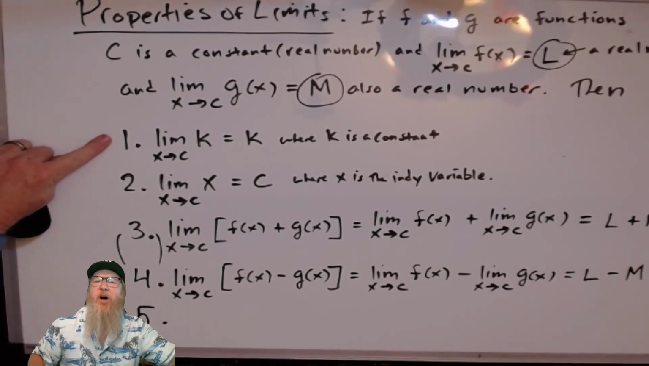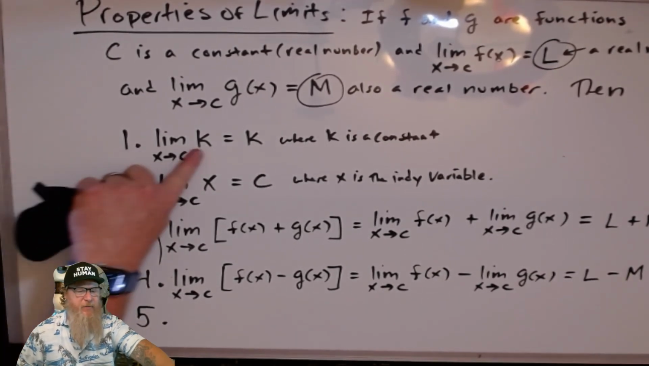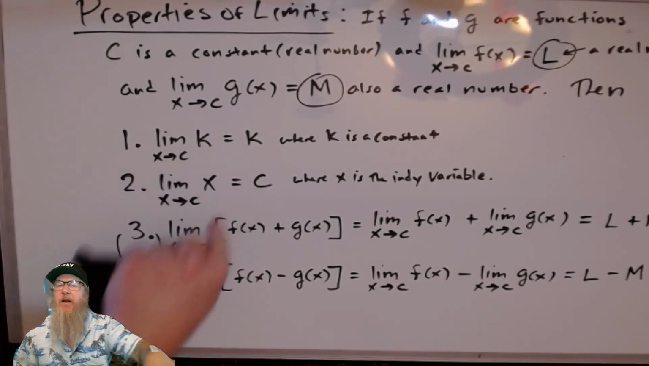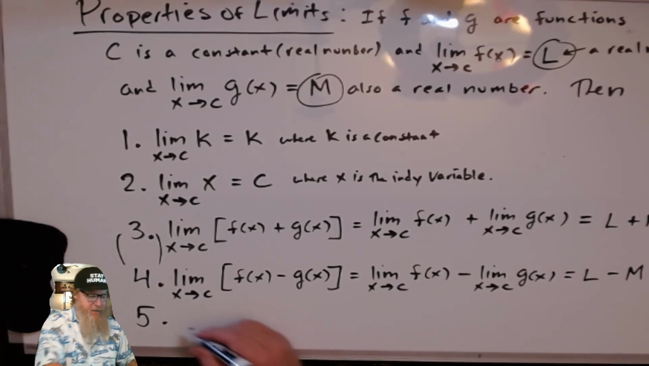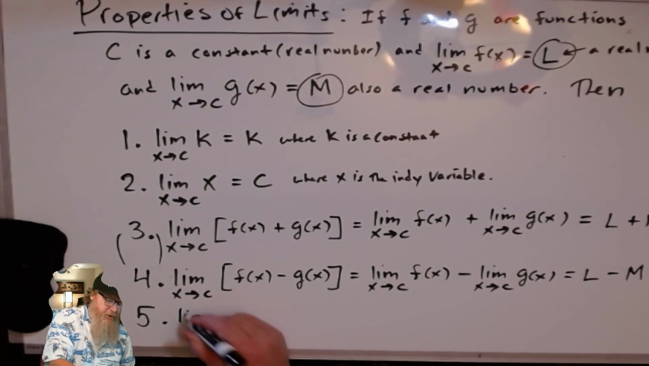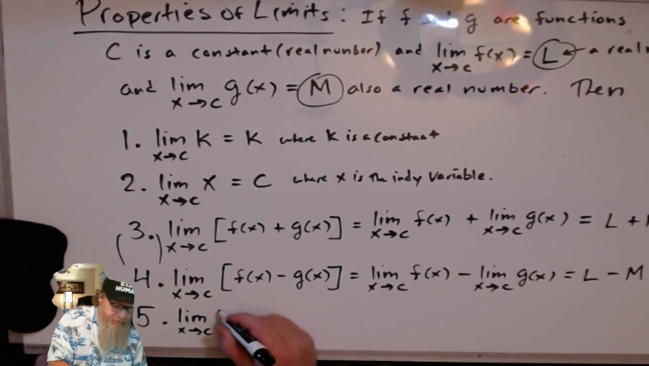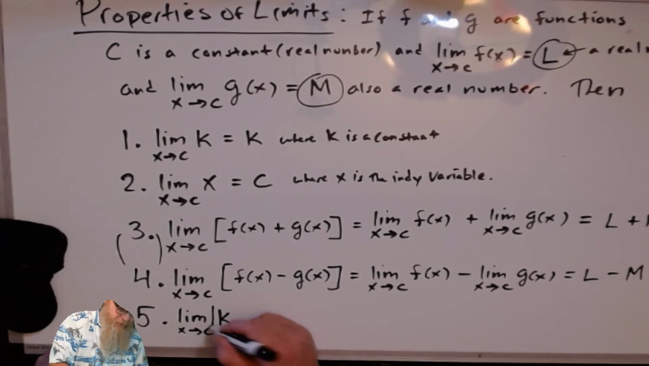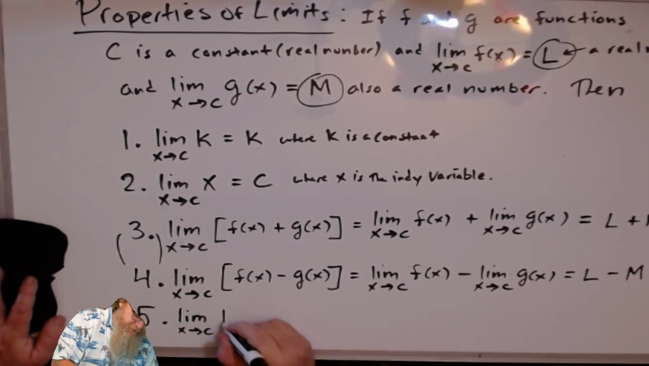Number 1 is a constant all by itself. The limit of a constant is just equal to the constant. All right. I'll explain this in more detail when we see some actual examples. So this 5th one is a combination of a constant and a function. It doesn't really matter which function you use. I'm going to use f.